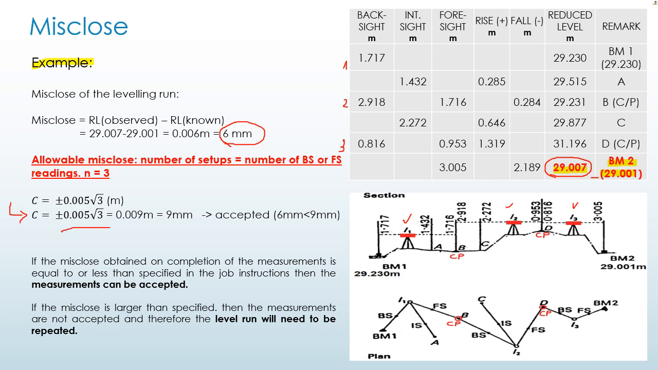So this formula gives you a 9 millimeter limit, and it can be seen that the misclose is smaller than the maximum misclose allowed for this leveling run, so it is acceptable. If the misclose is larger than the allowable misclose over here, the results are not accepted and you have to do this leveling run again.